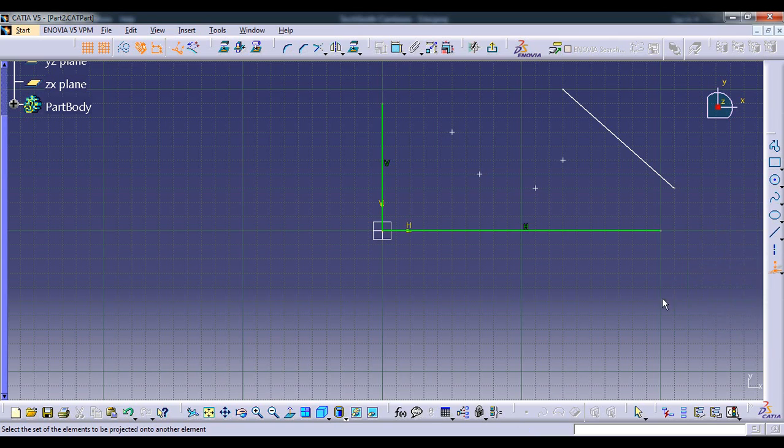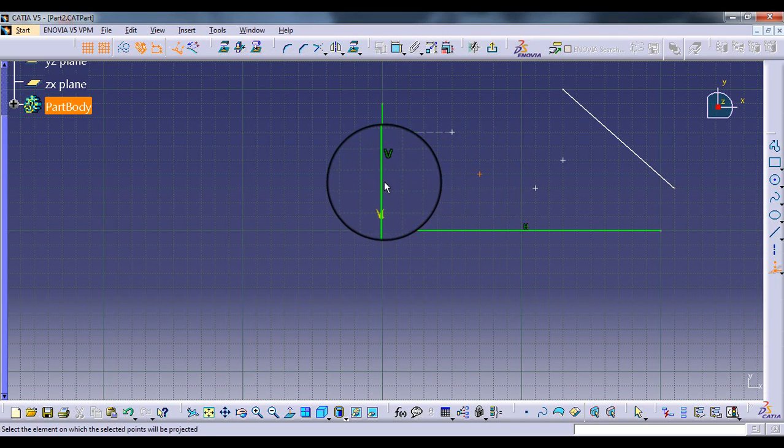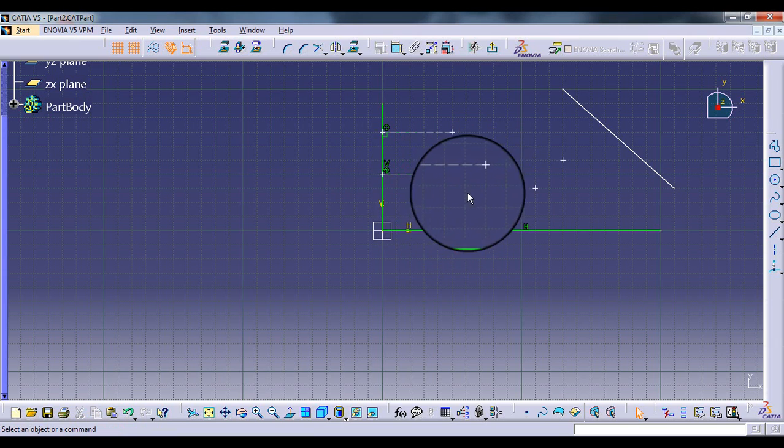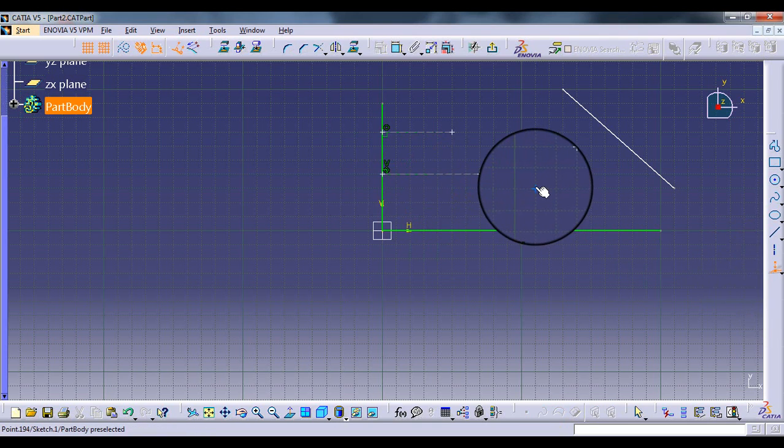I will select this command, and in the instruction column we can see: select the set of the elements to be projected on the other element. I want this point to be projected on this line, so I will first select this point and then I will select this line. We can see that this point has been projected on this line. Similarly I will select this point and this line, and we can see that this point has been projected on this line. We can plot the projection of the remaining points as well.